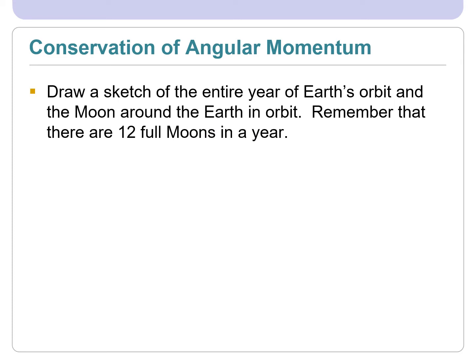Have you considered what the moon's orbit around the Earth while the Earth orbits the sun looks like? Knowing that angular momentum is conserved as the moon orbits the Earth, draw a sketch of the entire year of the Earth's orbit and the moon around the Earth in orbit. Remember that there are 12 full moon months in a year. Pause the video now and make a quick sketch, and then return and continue.